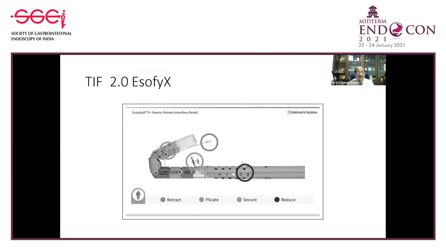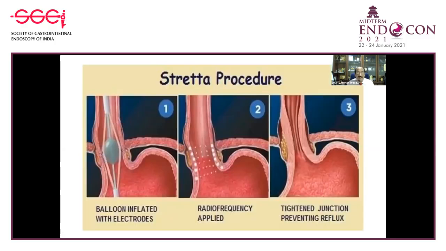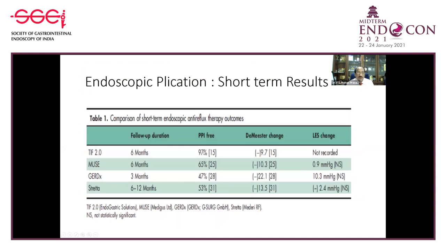So this is the EsophyX or the TIF, which has got a similar pattern. So we just retract, plicate, secure, reduce. That's what it does. And this is the MUSE, so the Medigus system. And then this is the GERD-X, and this is Stretta where you just produce a thermal injury, and then this causes fibrosis and apposition of the wall. And then look at the short-term results.